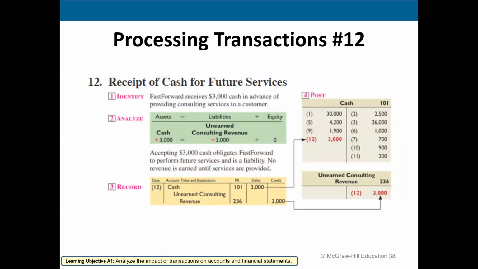Here's a receipt of cash for future services. So we're receiving $3,000 for services we haven't yet provided. So our cash is going up, but because we haven't provided the services, we're going to record that as a liability called unearned revenue, meaning we have to earn it at some point in the future. So our cash is debited because it's an asset increasing on the debit side, and our unearned consulting revenue, which is a liability, is also increasing, and so that's a credit of $3,000.